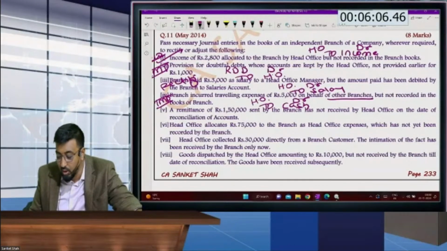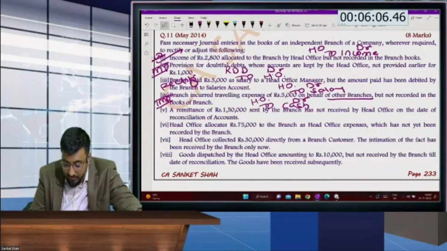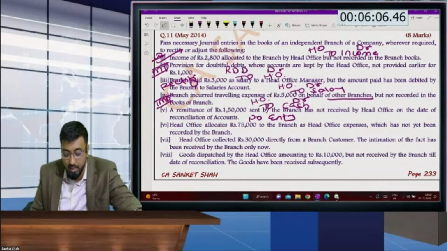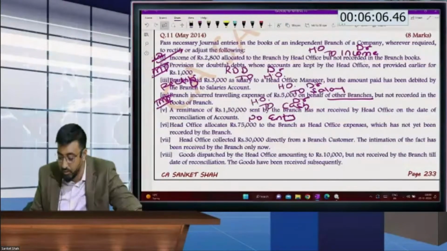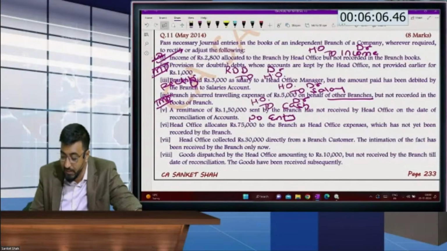A remittance of 1,50,000 sent by branch has not been received by head office on the date. So beta, this is not our mistake. So branch will not pass this entry. No entry in branch books. Head office allocates 75,000 to the branch as head office expenses, which is not recorded by branch. Already done this entry. Expenses account debit, HO credit.